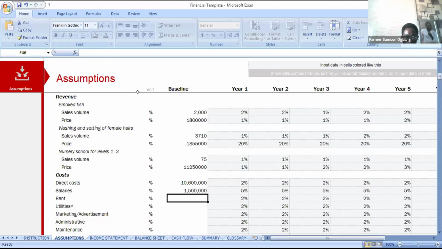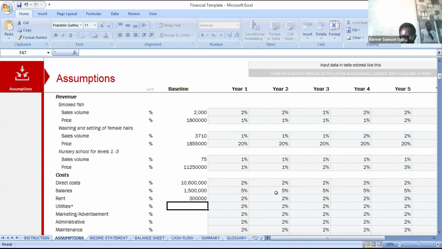Then your rent, what are the things you are renting? So let's assume your total rent is 300,000. Of course, this is not Abuja kind of rent. We also look at the percentage increase.